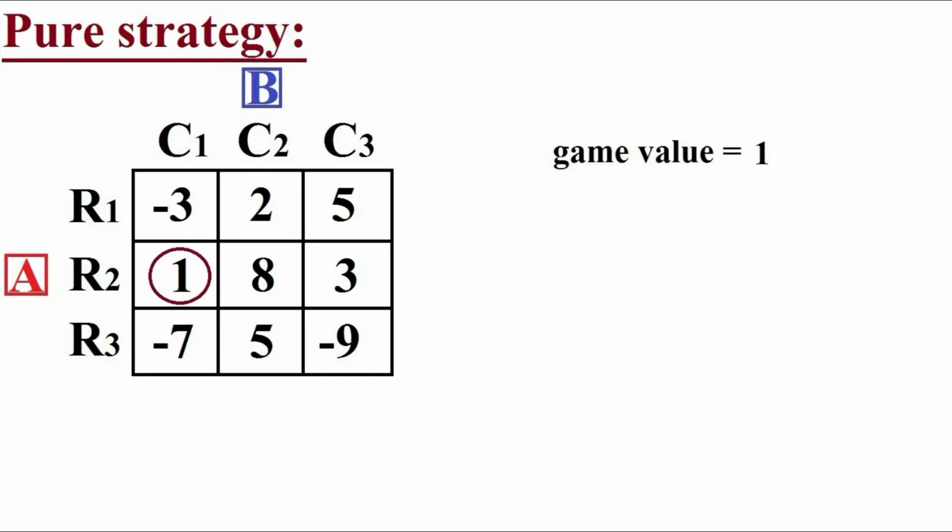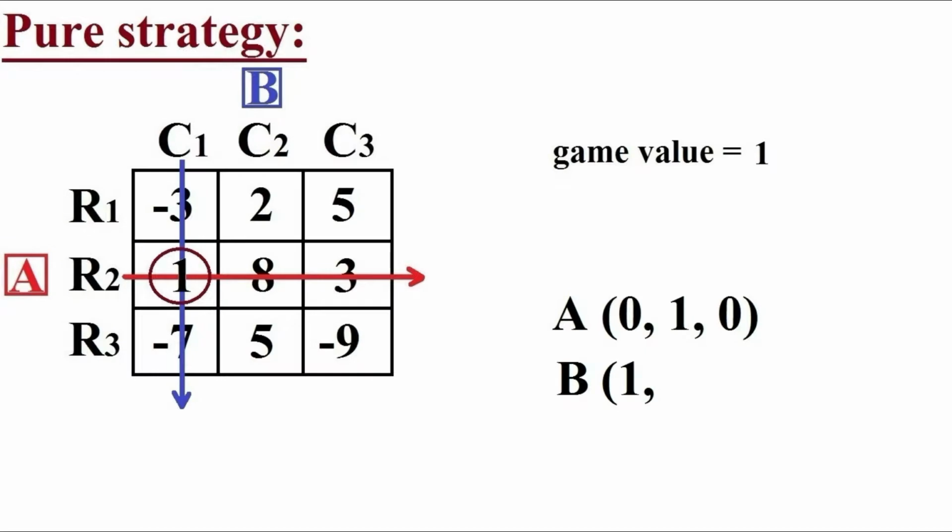So how exactly we obtain this game value? Because both of the players, player A and player B, are playing a particular strategy. Player A is playing his second strategy R2. So the optimal strategy for player A is 0, 1 and 0. And player B is playing his first column, C1. So optimal strategy for player B is 1 for the first column C1 and 0 probabilities for two other columns. So at the intersection of both strategies, this value of 1 is our game value.